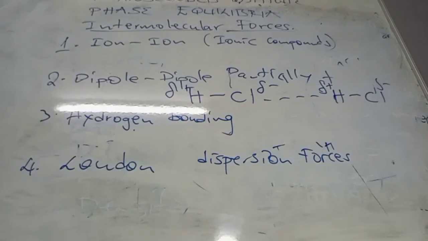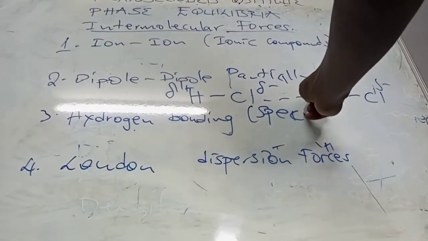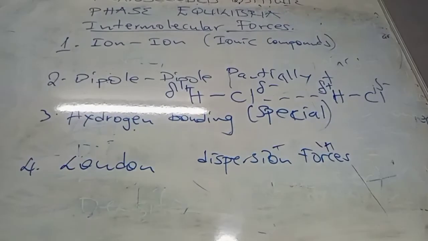Okay. Then it is not always the case that when partial charges are involved, it's always going to be dipole to dipole. No, there is another form which we call hydrogen bonding. Hydrogen bonding is actually special because it talks about specific atoms being involved in such a bond. Okay.